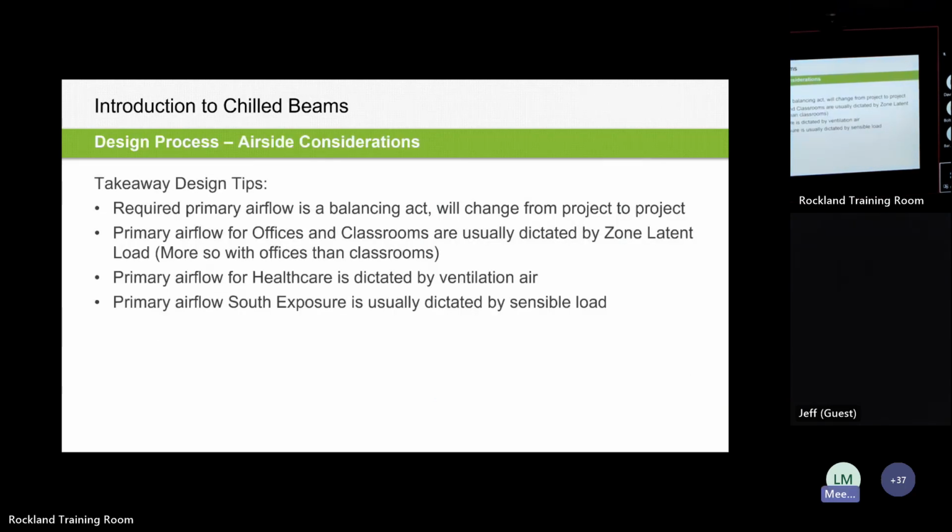So key takeaways, again, primary airflow that's required, it's a balancing act. So just consider nozzle sizing, and again, we'll look at that in the afternoon session. Primary airflow for offices and classrooms is usually dictated by zone latent. So it could be 0.4 CFM per square foot of primary air compared to 0.2 or 0.3 for classrooms. And then obviously healthcare labs, those are dictated typically by the minimum air change requirements.